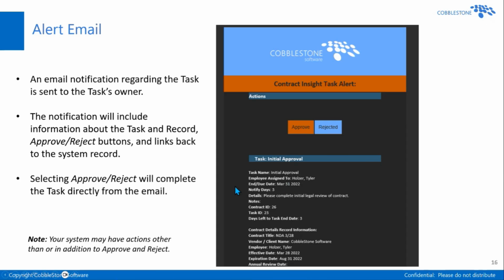It has task information about the contract, approve and reject buttons, and there are links at the bottom that didn't really fit in the screenshot here that take you back to the record. So you should expect to receive emails when you have new workflow items assigned to you. So you're going to be notified outside of the system when it's your turn to do something relating to workflow.